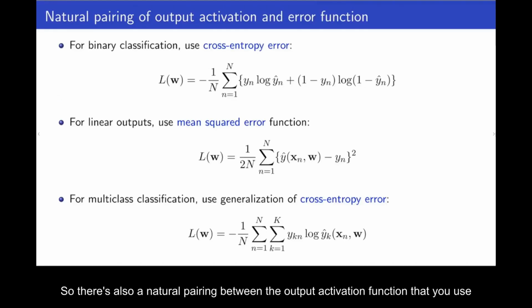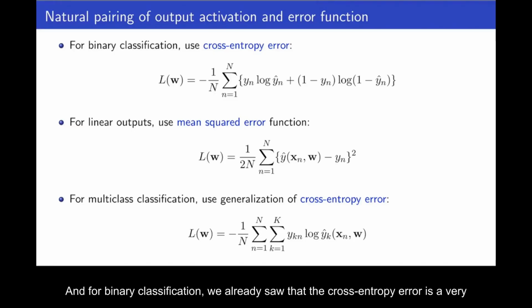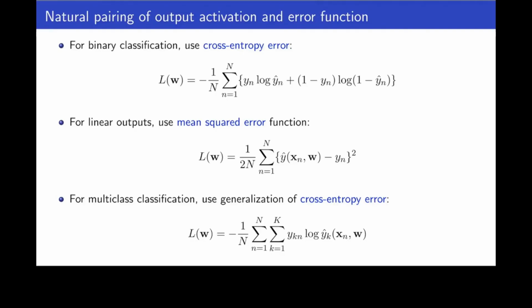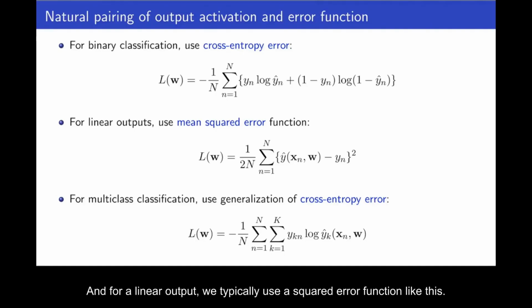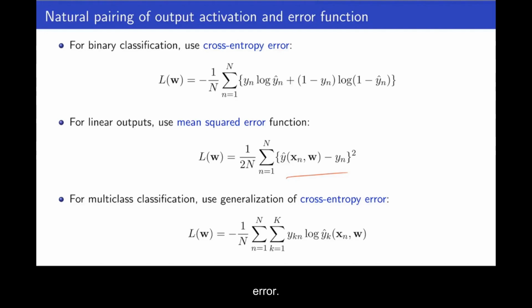All right, so there's also a natural pairing between the output activation function that you use and the loss function. And for binary classification, we already saw that the cross entropy error is a very natural loss function for the binary classification with a logistic. And for a linear output, we typically use a squared error function like this. And for multi-class classification, one typically uses a generalization of the cross entropy error.